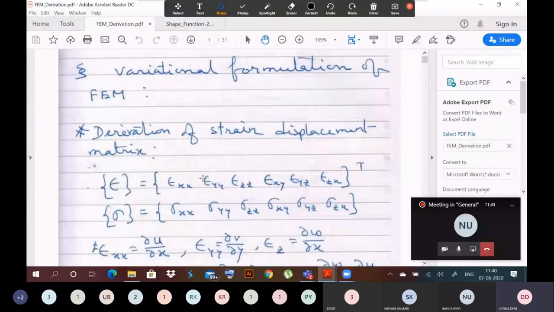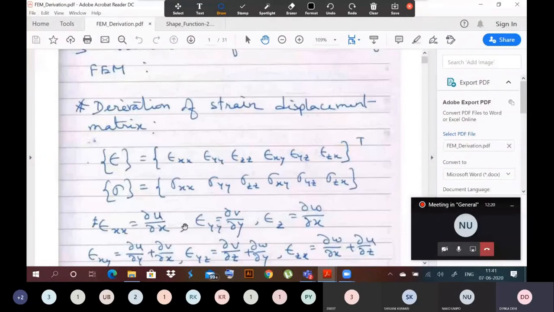Okay. Now these strains can be related to the displacement at a point. So at a point in 3D, we may have 3 components of displacement u, v, w. So strains can be related to this u, v, w using these equations. I have already given you these equations in the class.